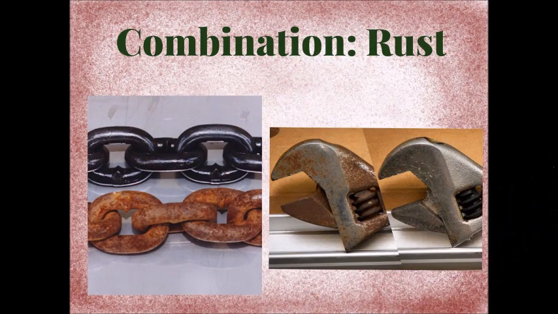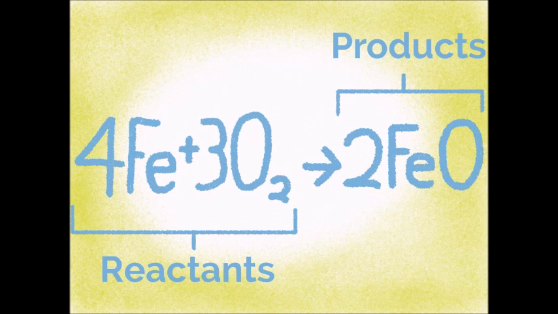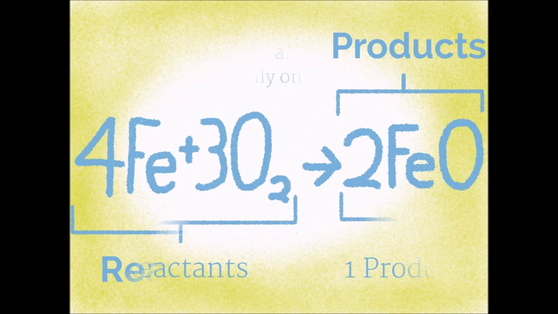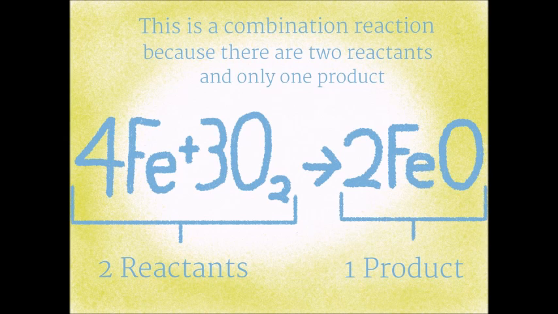Similarly, an example of a combination reaction is the rusting of iron. In it, elemental iron combines with oxygen in order to form the new substance iron oxide. The balanced chemical equation that represents this is iron plus oxygen yielding iron oxide. In this example, iron and oxygen are the reactants and iron oxide is the product. We can tell this reaction is a combination reaction from its chemical equation because there are 2 reactants and only 1 product.